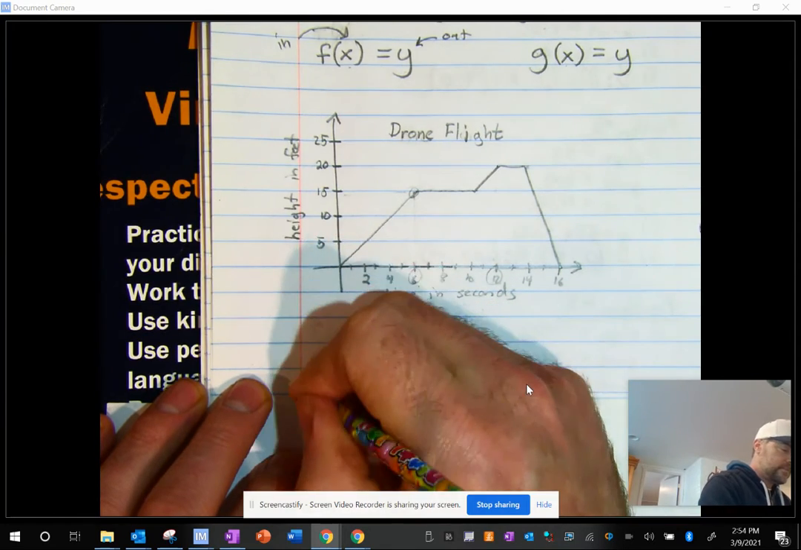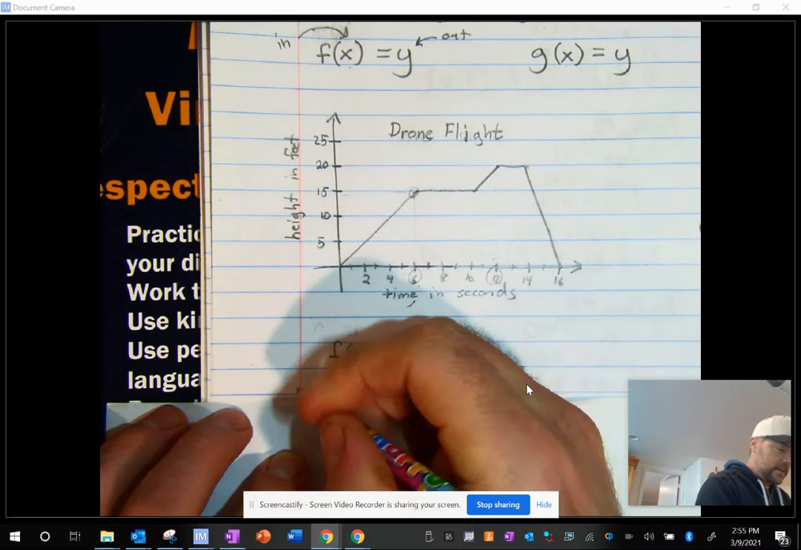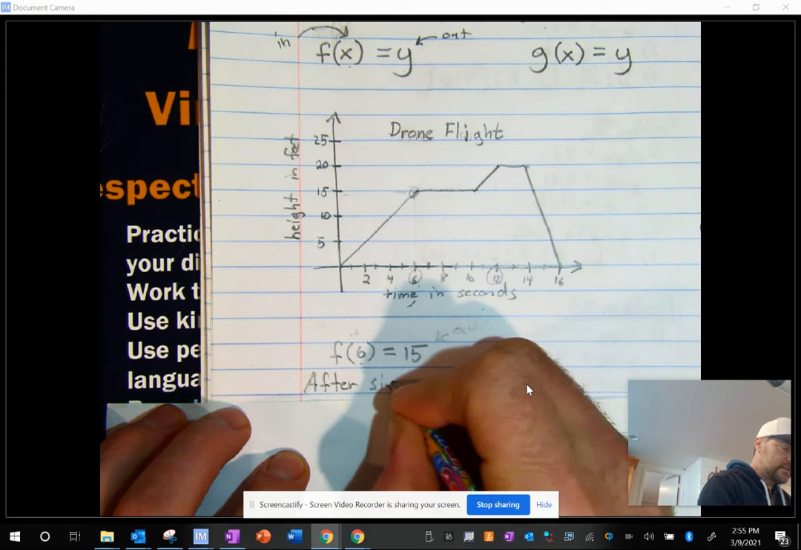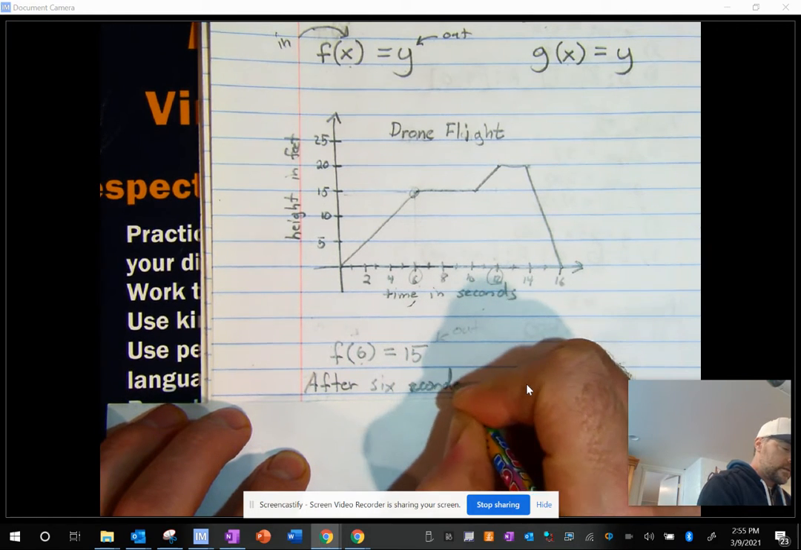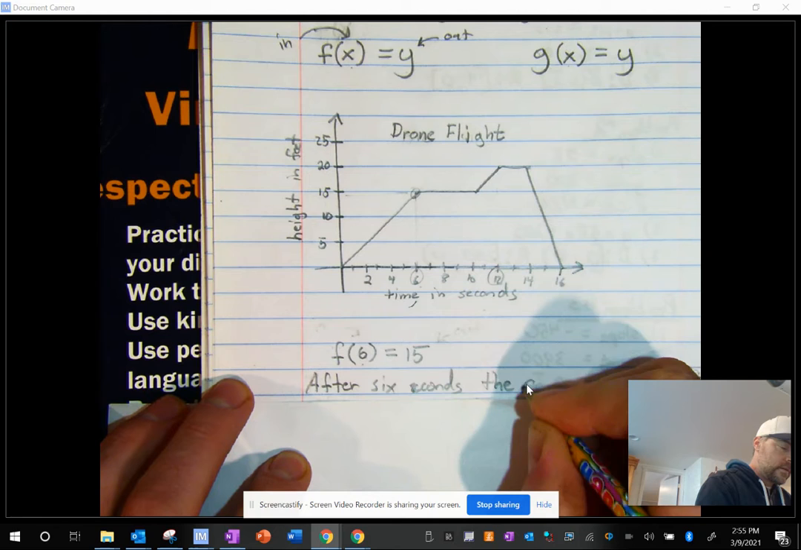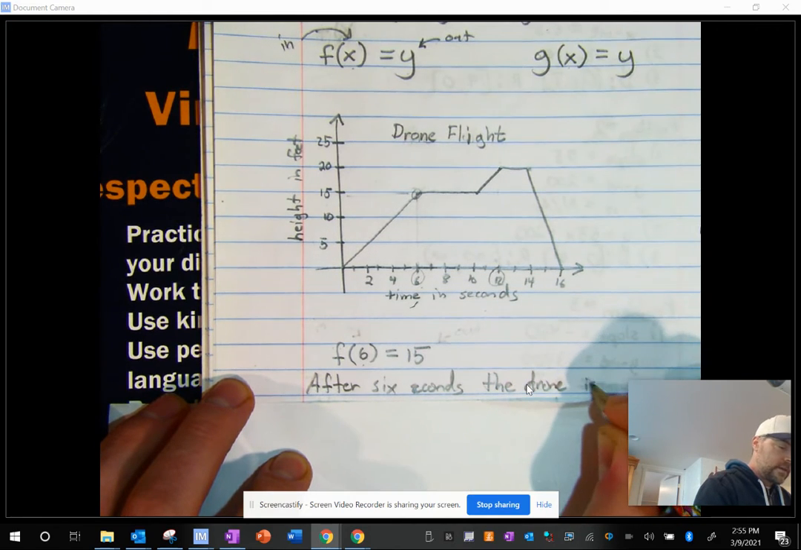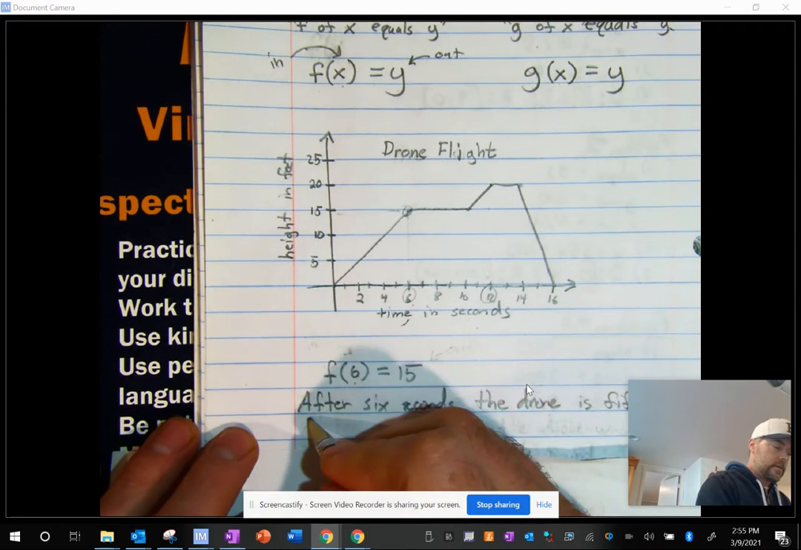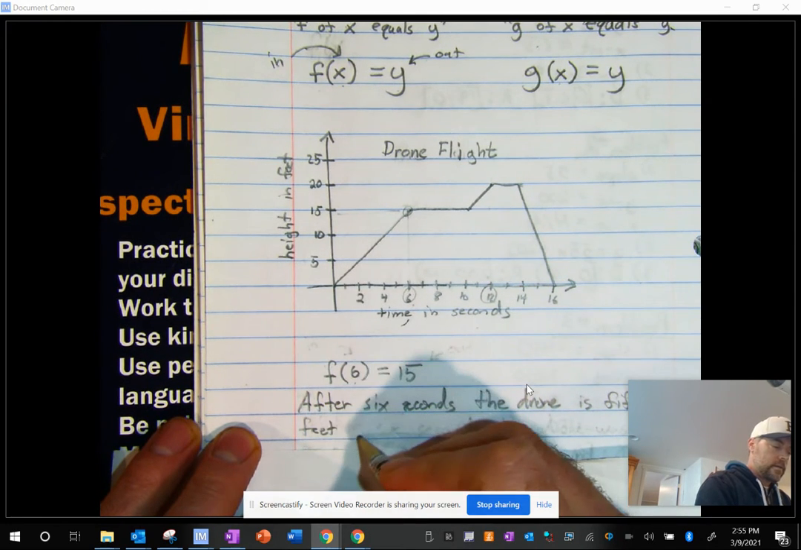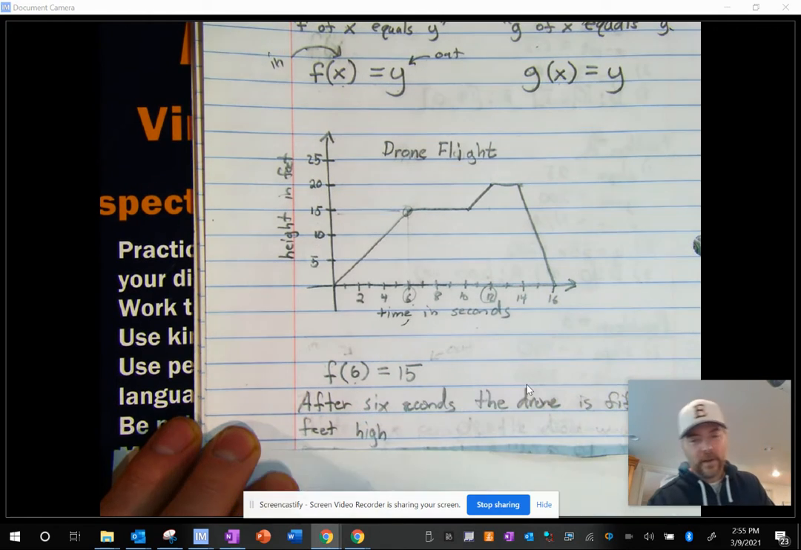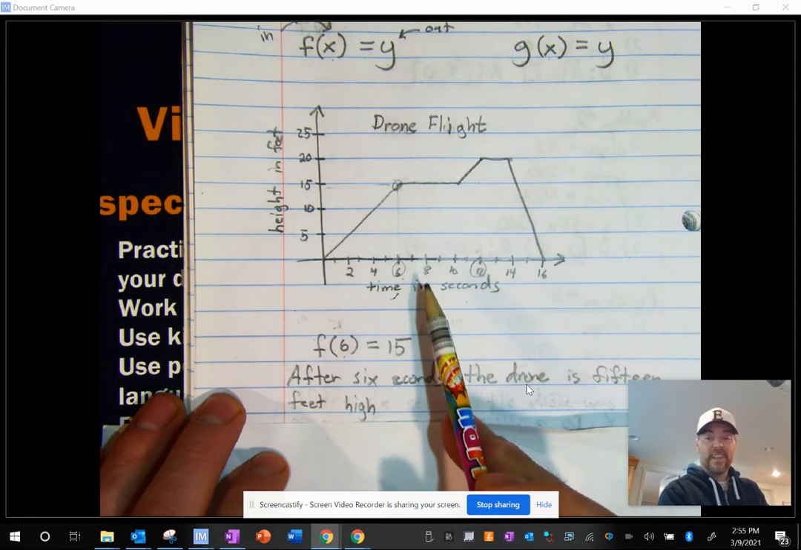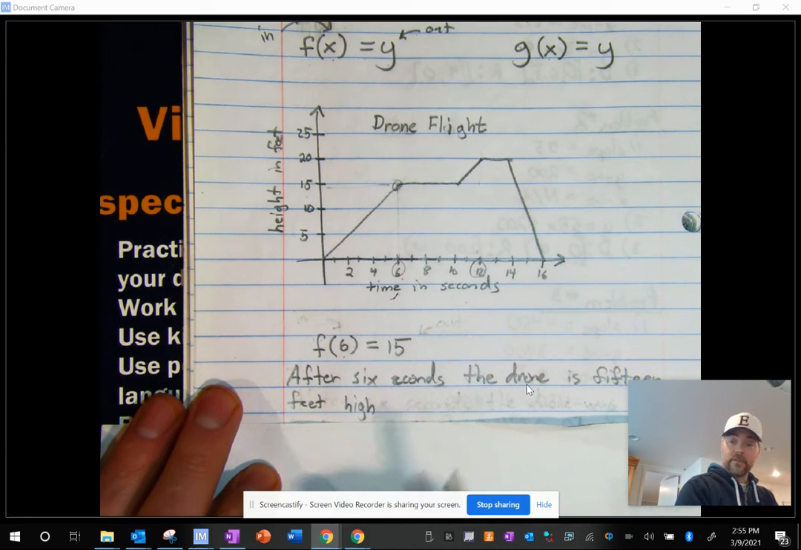So this means after 6 seconds, the drone is 15 feet high. Or 15 feet above ground, however you want to say it. But we just want to be able to relate what this function notation actually means in the context of the situation. This is one way you're going to have to answer questions about function notation.